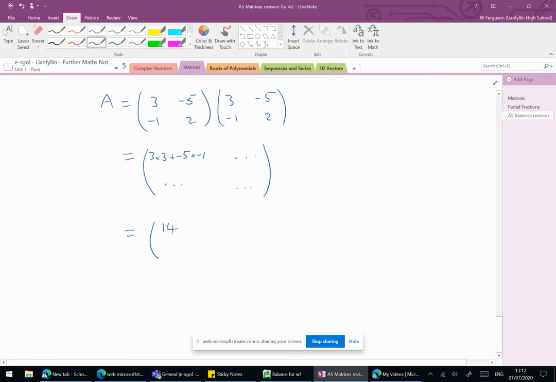Top right, I'm doing top row times right-hand column, so 3 minus 5s, and minus 5 times minus 2, that gives me minus 15 plus minus 10 is minus 25. Bottom left comes from bottom row and left-hand column. Minus 1 times 3, minus 3, plus 2 times minus 1, minus 2, gives me minus 5. Bottom right comes from bottom and right, so minus 1 times minus 5 gives me 5, 2 times 2 gives me 4. Add them together, gives me 9. And there is my matrix A, 14, minus 25, minus 5, 9.